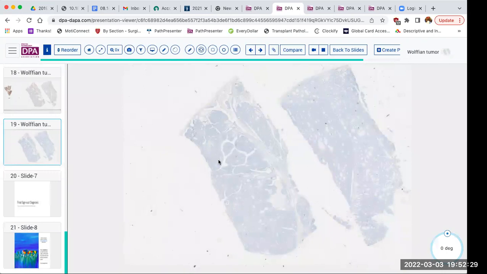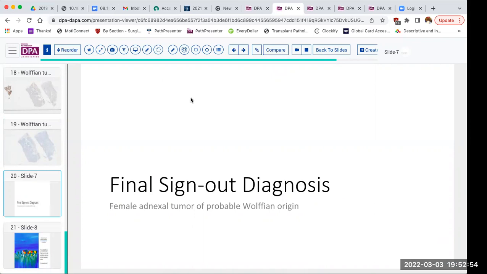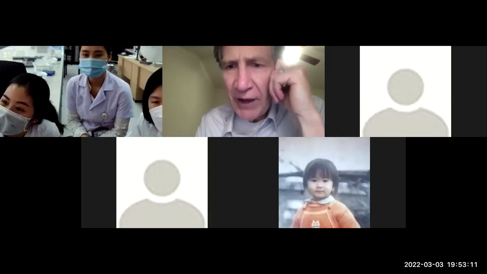So just to give you a walkthrough on those issues in terms of immunohistochemistry in this example, sometimes it does take a lot of immunohistochemistries to get to the right answer. So that's pretty much what I wanted to share with you today. And so this was a female adnexal tumor of probable Wolffian origin, or the acronym for that is FATWO. FATWO, just like the SCTAT, at one point those types of acronyms were very common for our colleagues in GYN pathology.